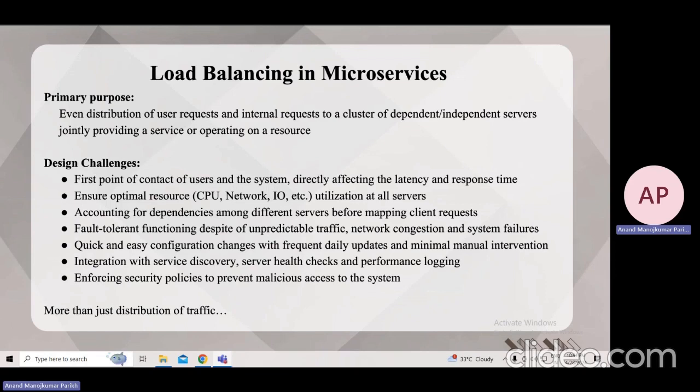Microservices involving hundreds of submodules require intercommunication amongst these modules, and hence also need internal load balancing of east-west traffic. First, let's discuss some of the design challenges that arise while designing a load balancer for microservice applications. Load balancers are the first point of contact of users with any system.